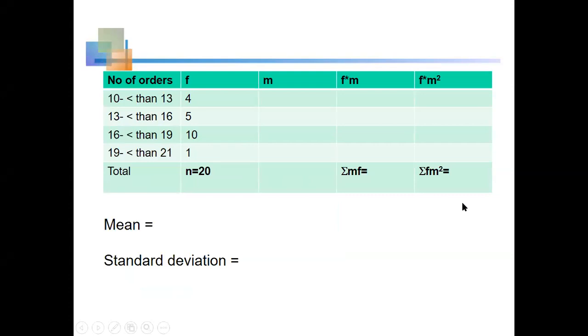So I have another example here. I think you can try to do it. Okay, I want all of you to do it. Try to calculate the mean and the standard deviation for this example. Alright. You can pause the video while you try to calculate.